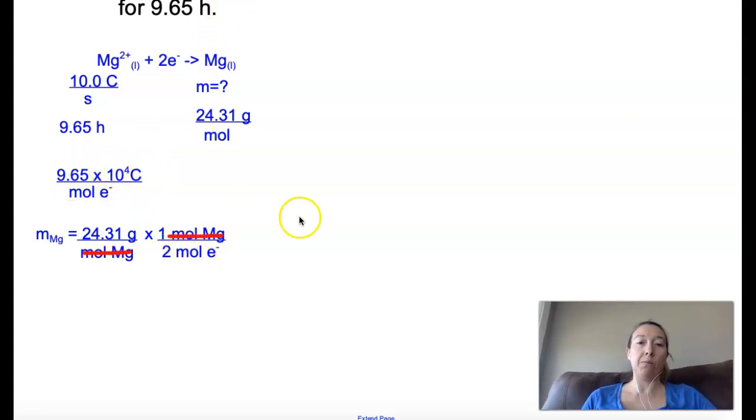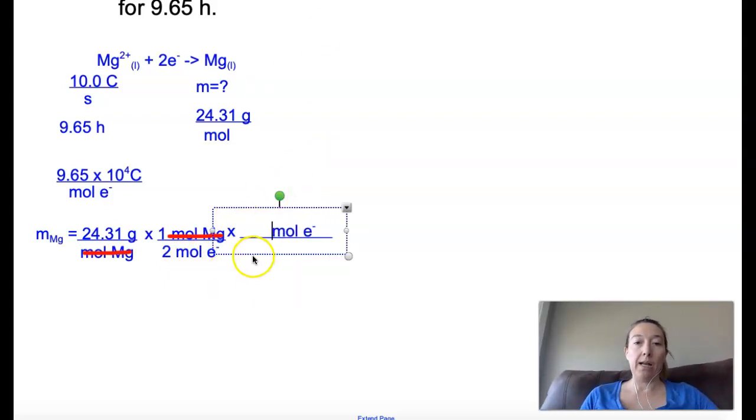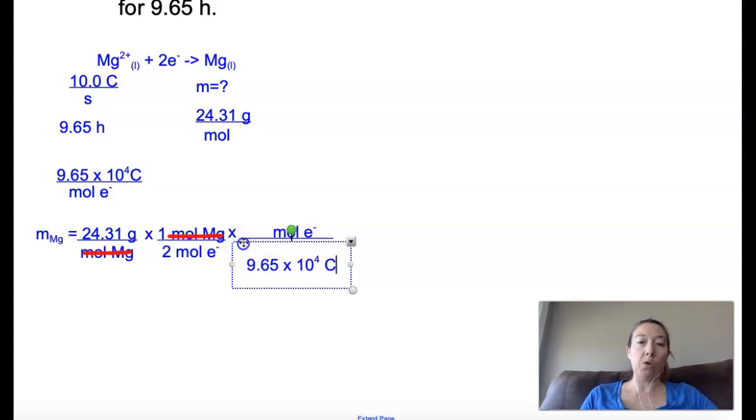Faraday's has moles of electrons, so we're going to flip it over so that it's on the top. So we're going to do times moles of electrons. I'm just going to add a couple spaces because it's a huge thing going on the bottom. And then on the bottom, we put that 9.65 times 10 to the 4 coulombs. Now we can cancel out moles of electrons.